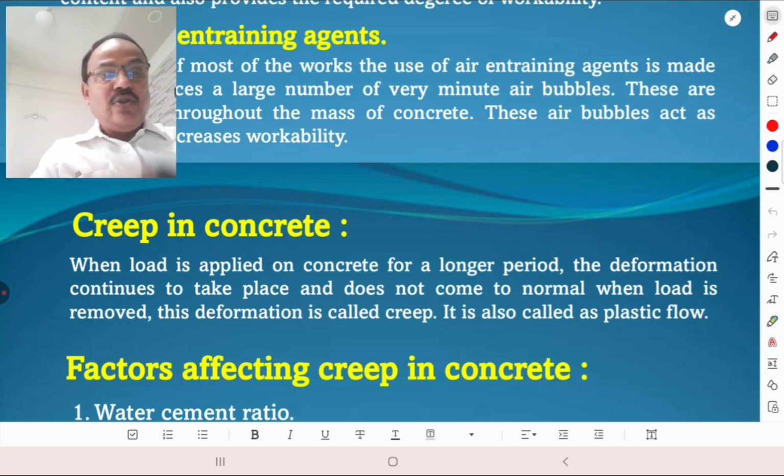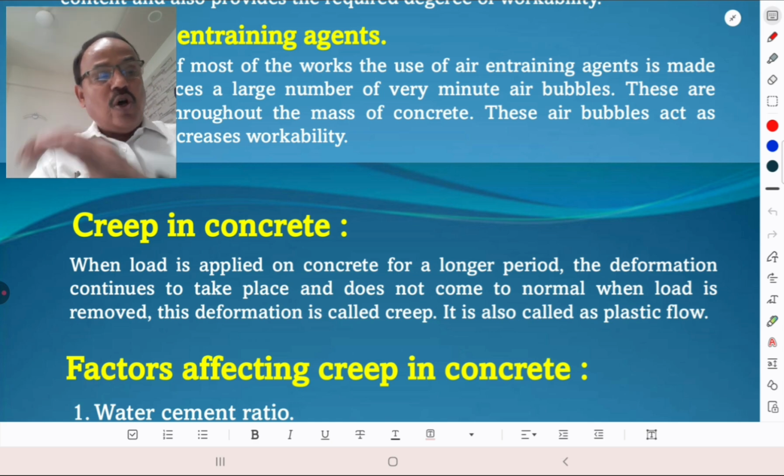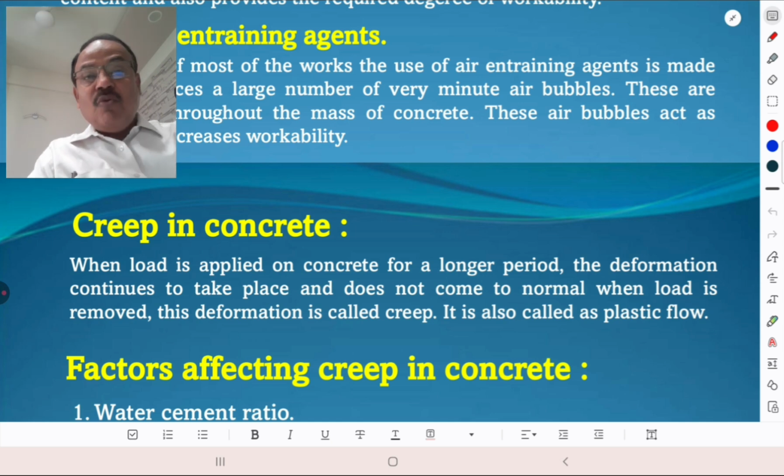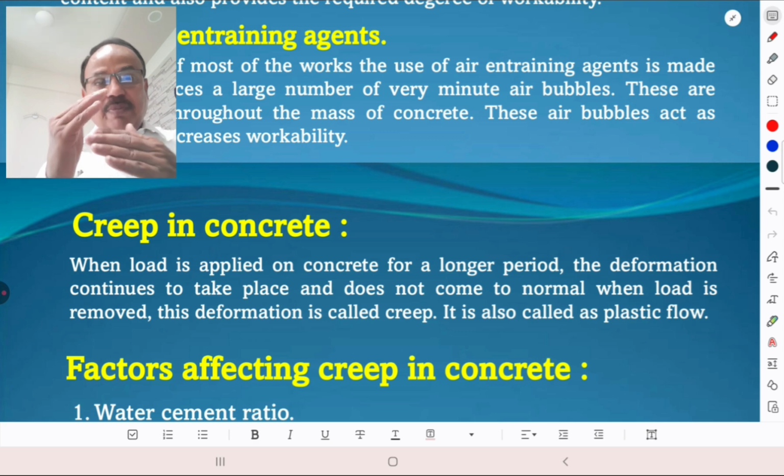When the load is applied on the concrete for a longer period, the deformation continues to take place and does not come to normal when the load is removed. This deformation is called creep. It is also called plastic flow.